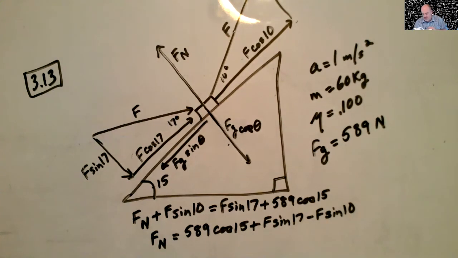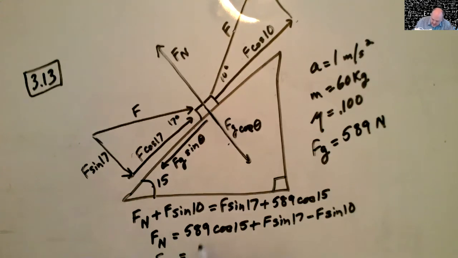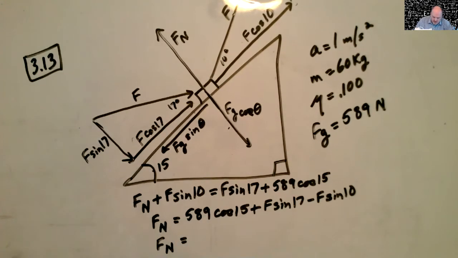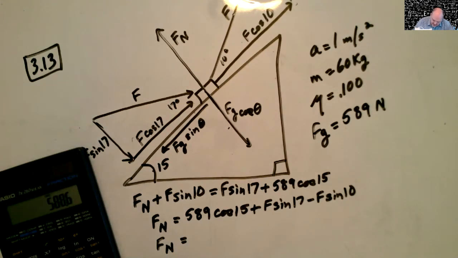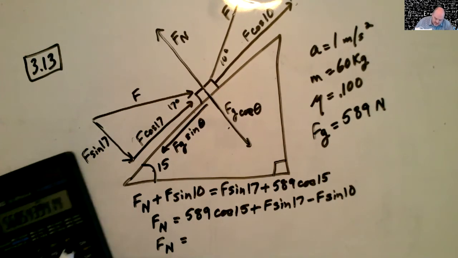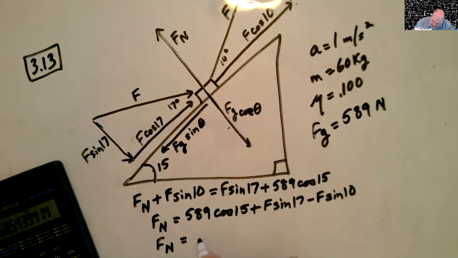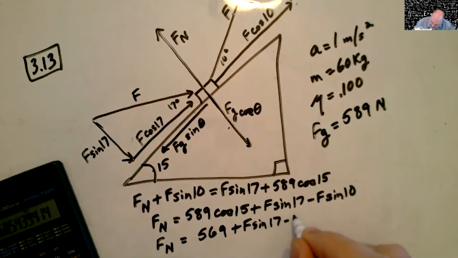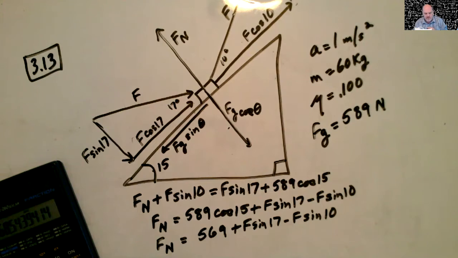Okay, so there's my Fn. I can simplify this a little bit because I can figure out a number for this first part. So 589 times cosine 15 equals 569. So this is 569 plus F sine of 17 minus F sine of 10. Okay, so right now I have a normal force. That's all I did, is a normal force.